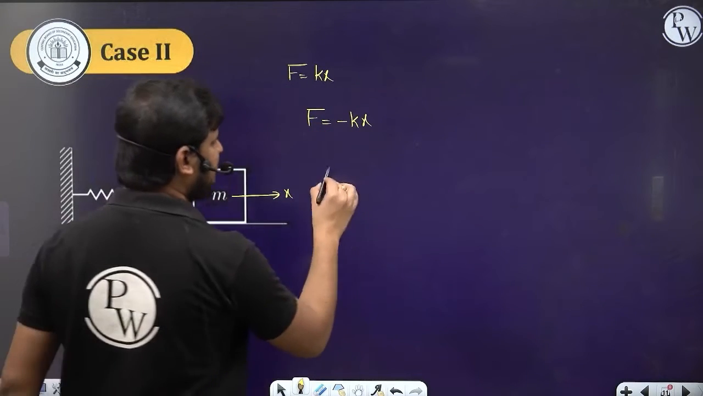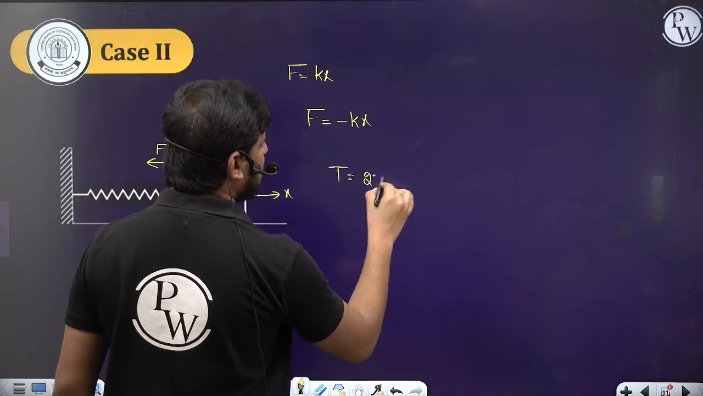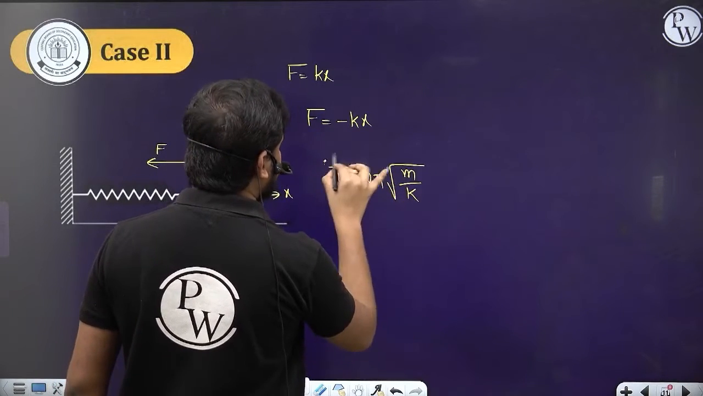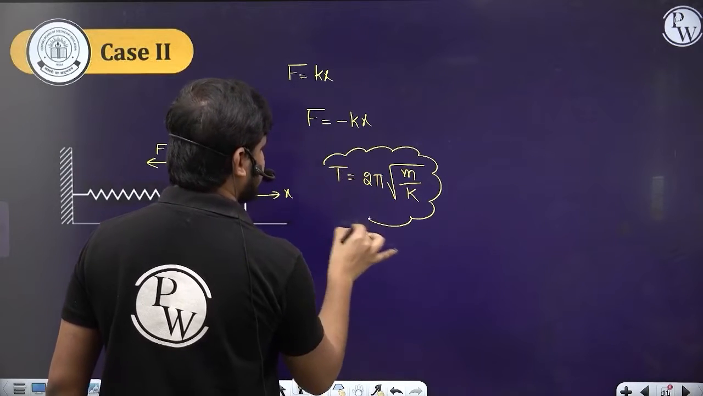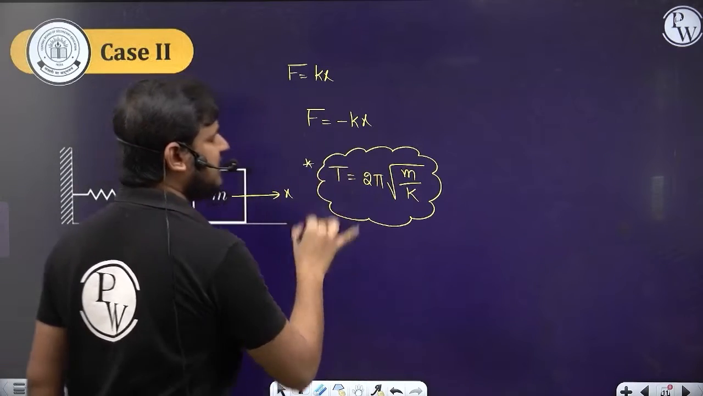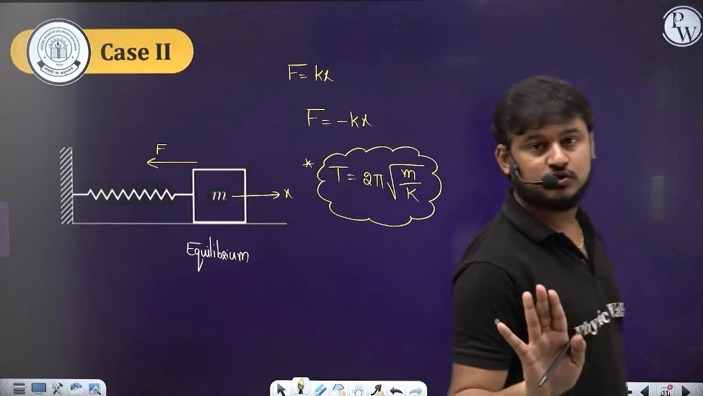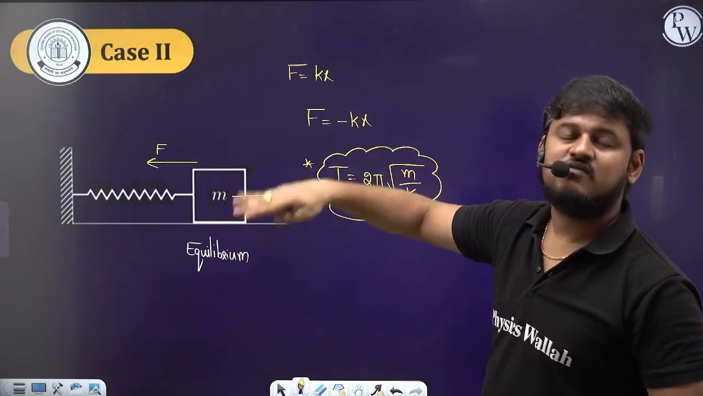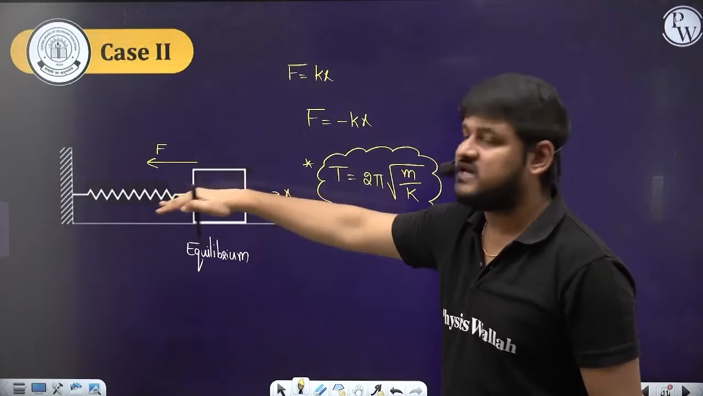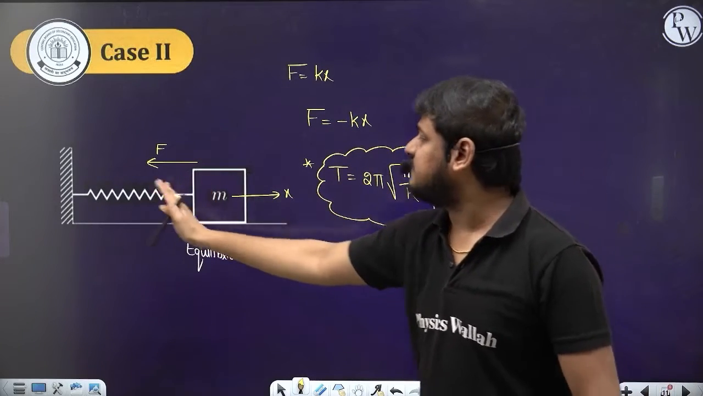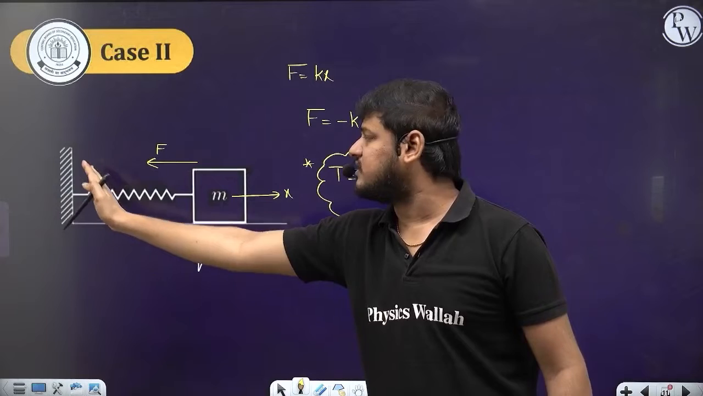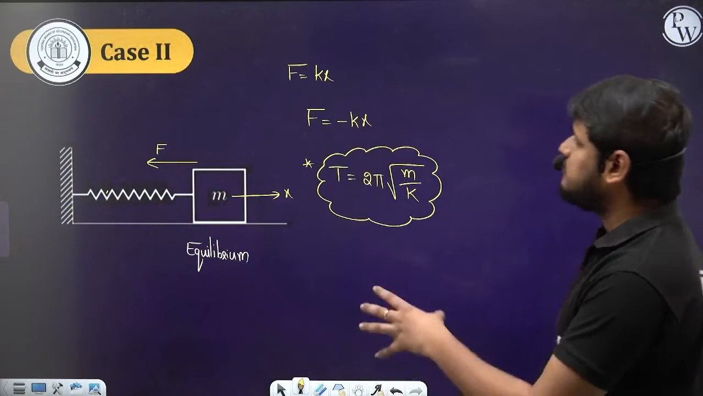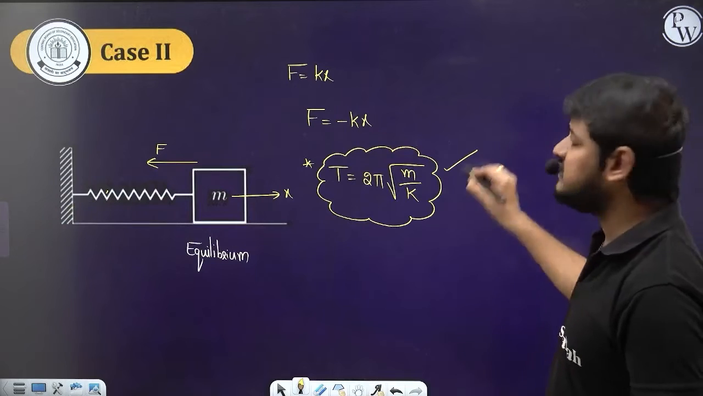So the time period will become what? 2 pi into root over m by k. So in this scenario also the time period will not change. Understood? So whether the spring mass system is vertically hung from a fixed end or it is placed on a horizontal surface like this, with one end of the spring attached to the fixed end and the other end attached to the mass, in both cases the time period will be the same.